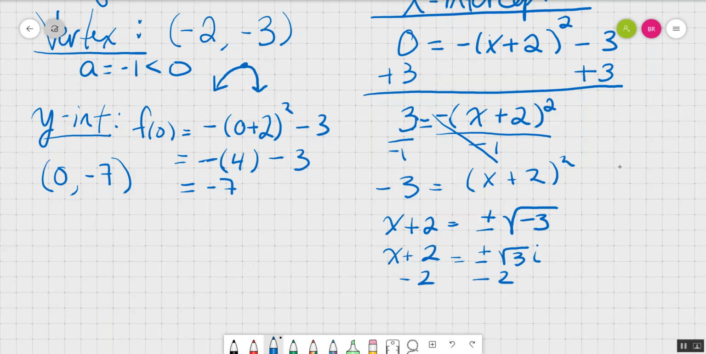Subtract my 2 over, and I get 2 non-real answers, so this is also never going to touch, which, again, we should have realized, or I should have realized, I'm negative, and I open down. I mean, what was I thinking? A bunch of non-real stuff.